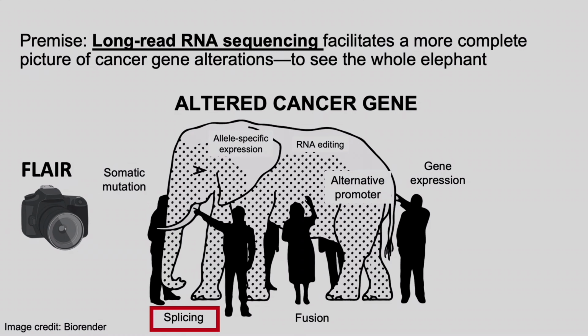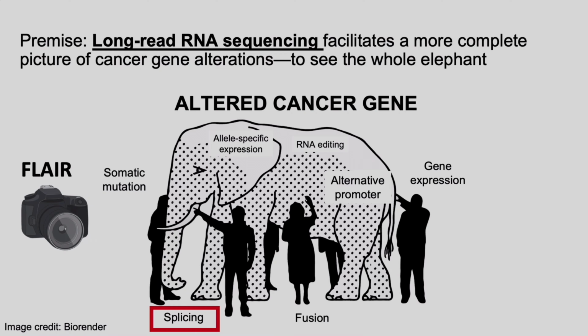But with long-read sequencing, we're able to sequence the whole transcript and link together the changes in gene processing and variants. And so my lab developed a tool originally called FLAIR, which was designed to start by assembling isoforms from long reads.